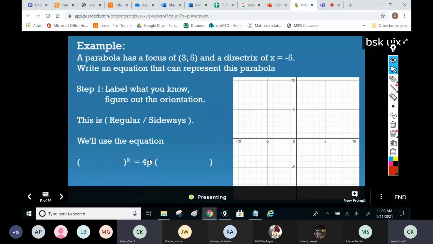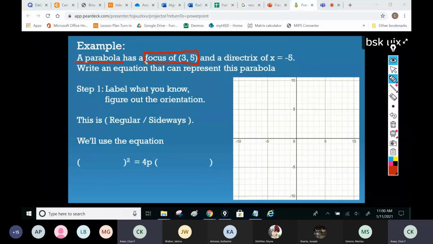All right, so let's look at one example problem. A parabola has a focus of (3, 5). So let's find (3, 5). So (3, 5) is right here. This point right here, this is the focus.